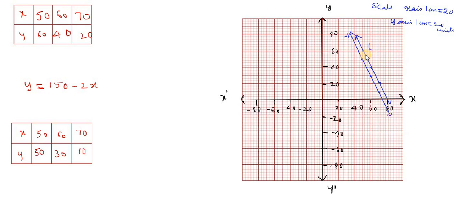Also you can locate the points somewhat like this. 50 comma 60, and here 60 comma 40, then 70 comma 20. Like that you can plot the points, and even on this side also you can plot the points. So this is a parallel graph you are going to get. If the lines are parallel, there is no solution. Okay, so copy this in your graph book.